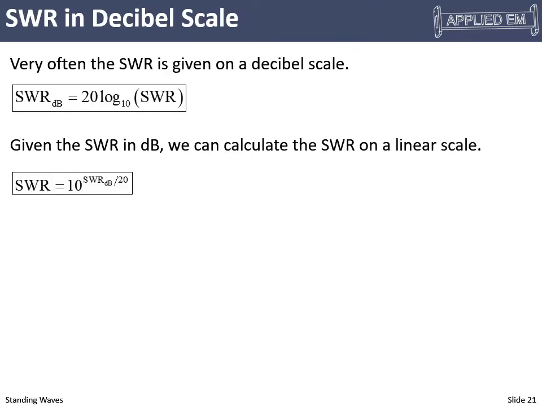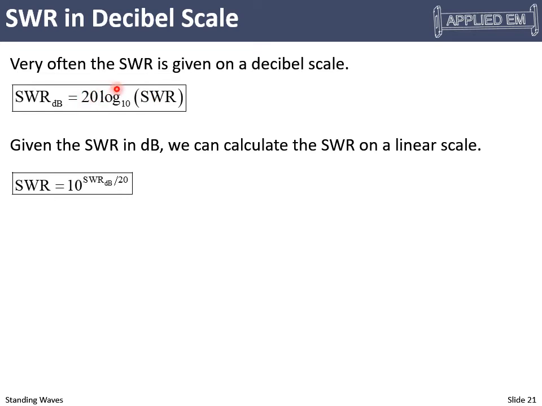Now, very often we express the standing wave ratio in dBs. That's because there's a huge variation in values that we can get for our standing wave ratio, and it can span many orders of magnitude. And so when this happens, it's usually more convenient to express this on a dB scale. So if we're given just the standard linear standing wave ratio, it's 20 times log base 10 of SWR.